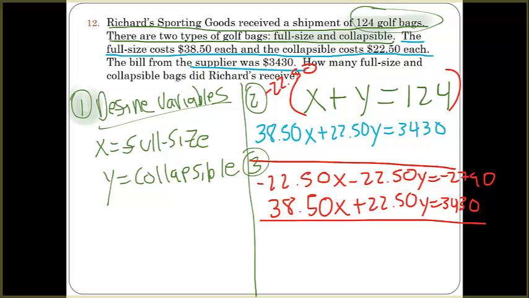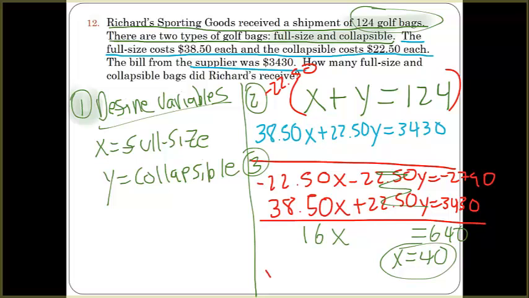So here's where your third step is. You're solving the equation, and in this case I get 16x. These guys go away. When you're using elimination, one of them should always go away, and you're left with 640. Divide, you get x is equal to 40. So that means I'm going to solve and use the top equation. So we got x plus y equals 124. Well, my x in this case is 40, plus y equals 124. So when I solve, I got y is equal to 84.